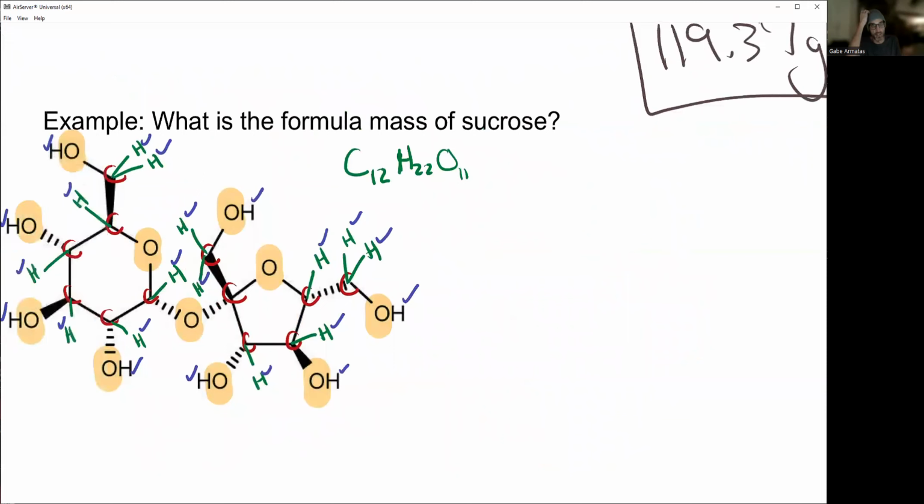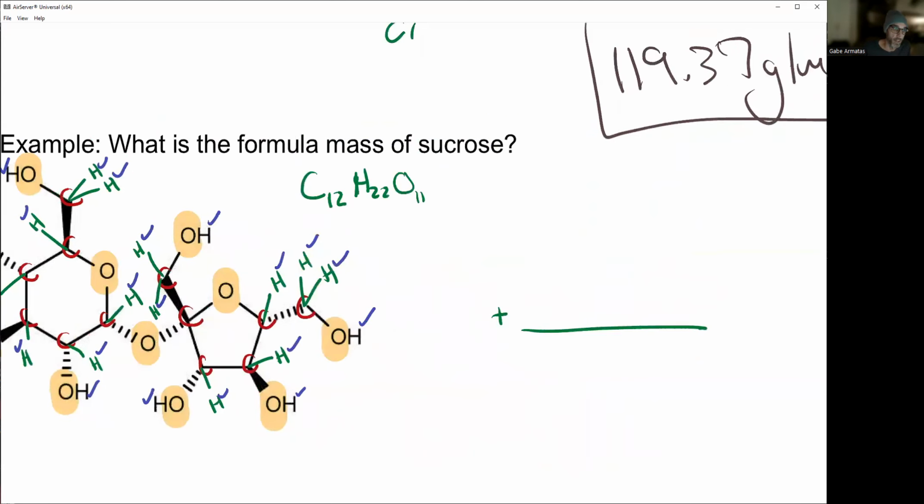Just how chemists see things is a little bit different. This simplifies it. It looks like a mess because I've written all over it. But what we do have, sucrose, is C12H22O11. So what is the mass? That's what I'm going to ask you. What is the molar mass, or what is the formula mass of this?